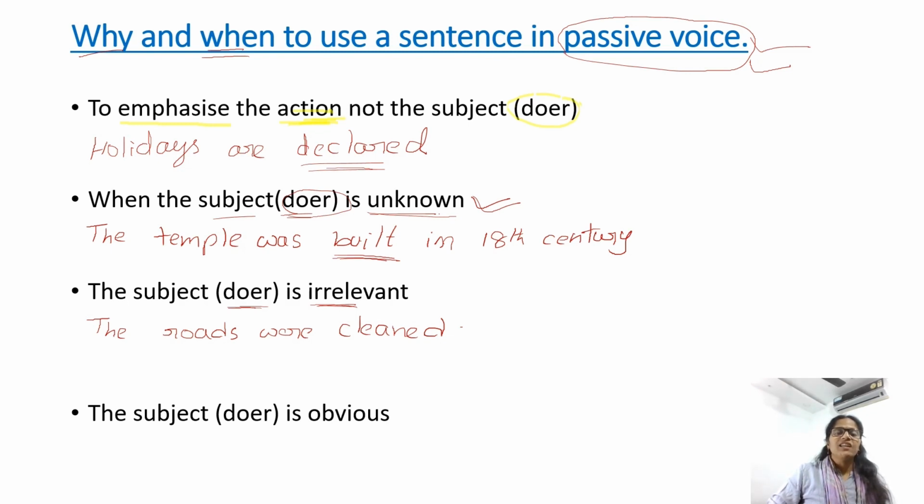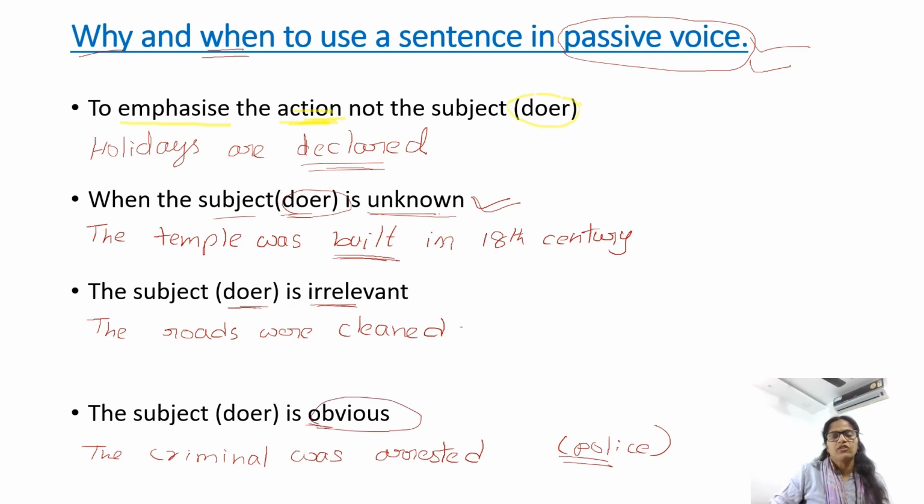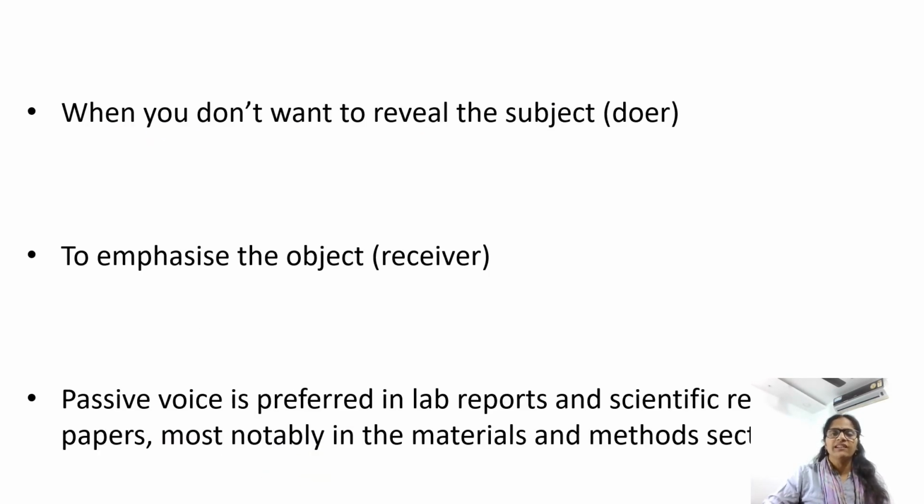Now, the subject is obvious when we know who the subject is, right? It is general. It is very obvious who does that particular work. For example, the criminal was arrested. Who arrests a criminal? Who has the right to arrest a criminal? Obviously, the police, right? So here the doer, the subject, is very obvious. Everyone knows who does that particular work or who did that work, right? So when the subject is obvious, we should use the sentence in passive form.